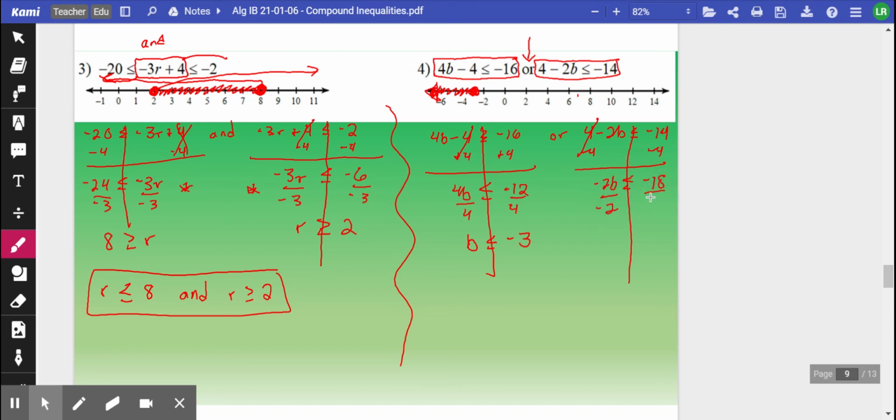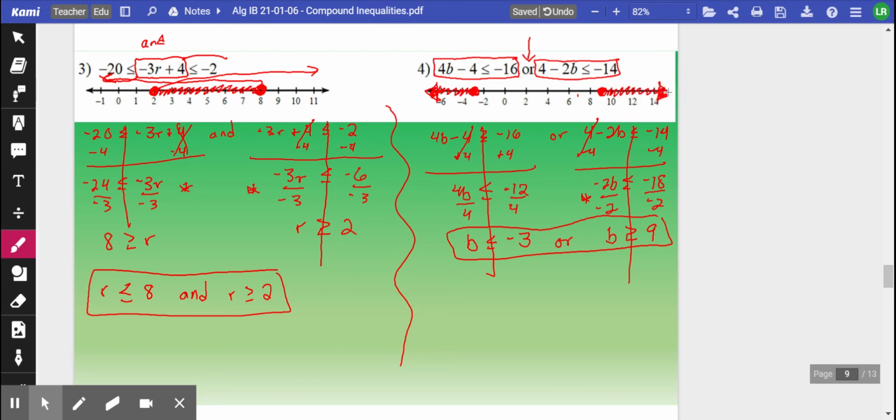Finish him. Oh, I divided both sides by a negative. I have to flip my inequality sign. So b is greater than or equal to 9. Now, don't forget to put the or in between. This would be a closed dot on 9, and that one goes to the right.